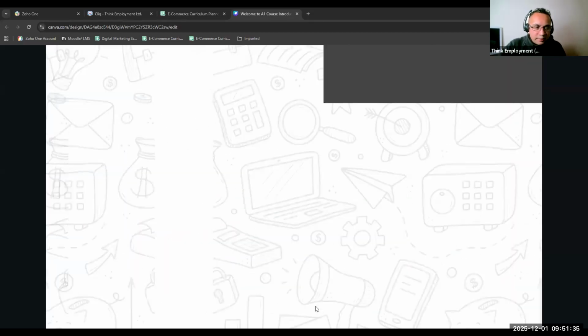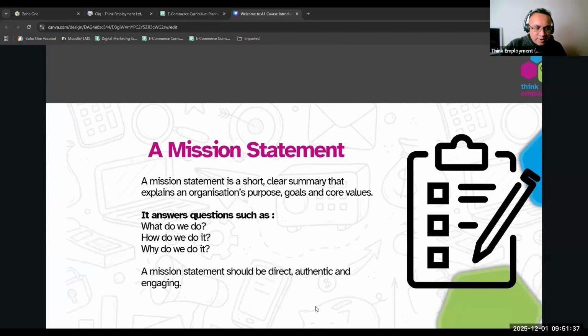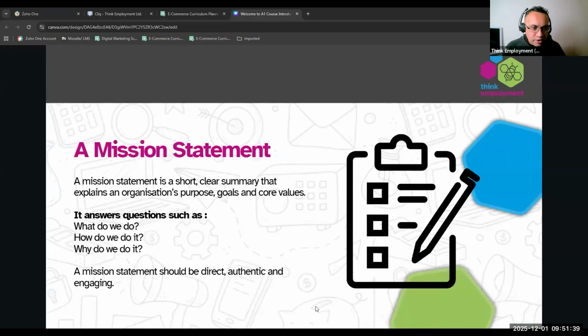Okay, so a mission statement. If you want to create your own mission statement, you can see here it says short, clear summary that explains an organization's purpose, goals, and core values. And you can see here it says short, right? So it's very important to keep it short, very clear, very specific, and it holds that core value.